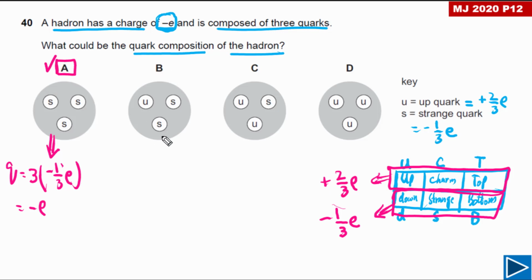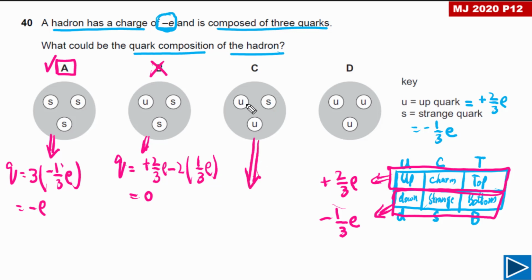But let's check the second one. If we look at the second one, B, we can also calculate the charge on this one. So here we have 1 up quark. So up quark has charge 2 by 3e minus we have 2 strange quarks. So we can say 2 times 1 over 3e. So if we add these 2 together, we will get 0. So the charge on this composition is 0, and this is not equal to minus e. So this is not correct option.